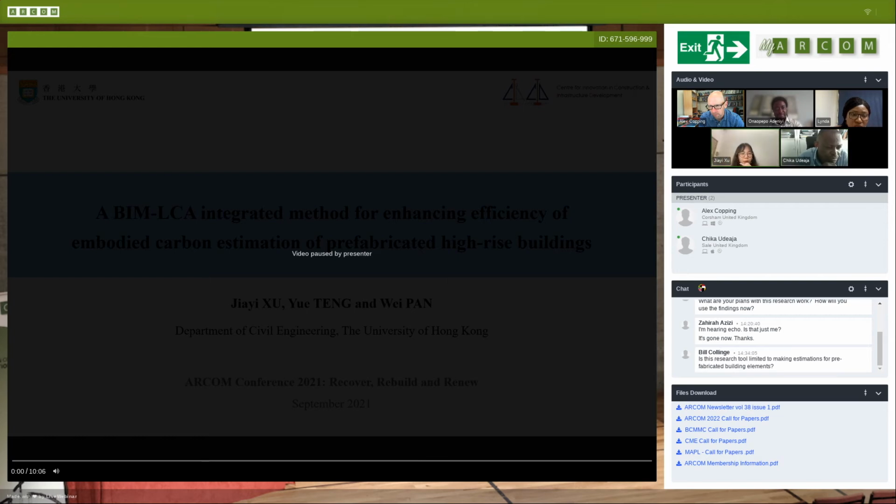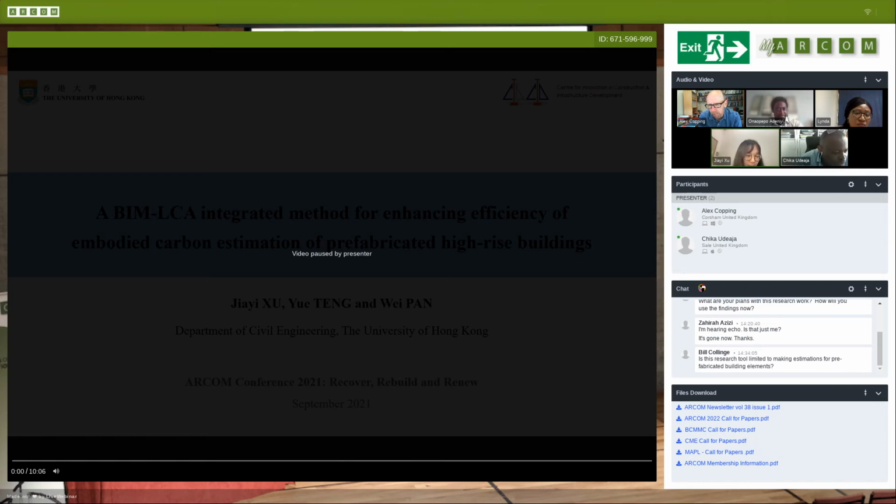Yes, we developed a data transfer tool. The tool can extract the required information from the BIM model, and then we can restructure this data into a template, and then the template was also developed by our team. The data structure in the template can be read by the SimPro.